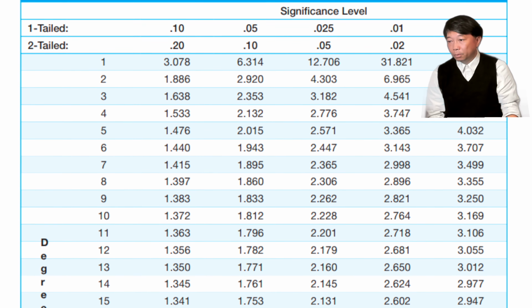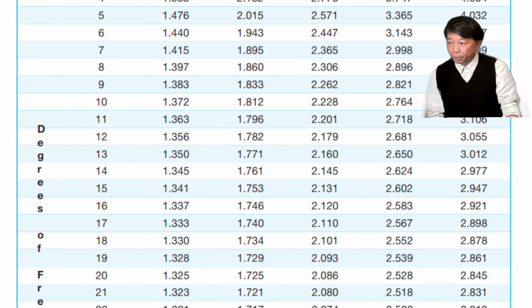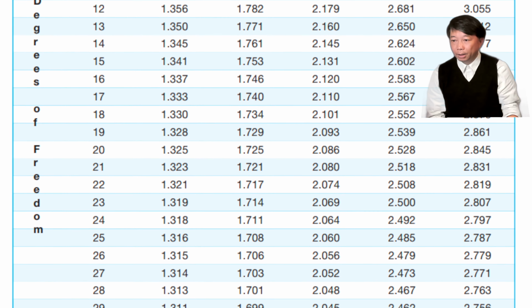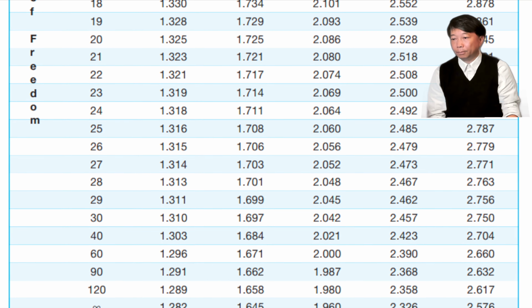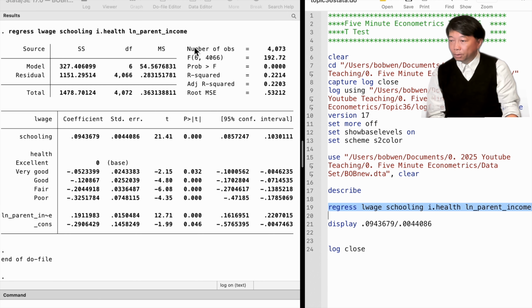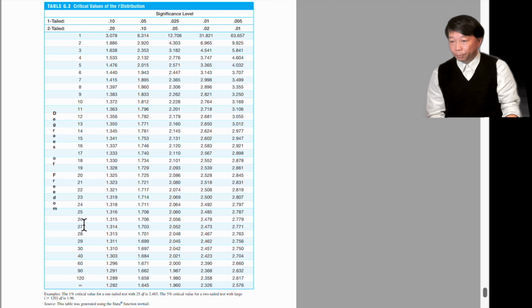We can find the critical values with a particular significance level and degrees of freedom directly from the statistical table. Our sample has 4,073 observations. N equals 4,073. The model contains 6 explanatory variables and 1 intercept. So the degrees of freedom equals 4,073 minus 6 minus 1 equals 4,066. It corresponds to an infinite degrees of freedom in the table.